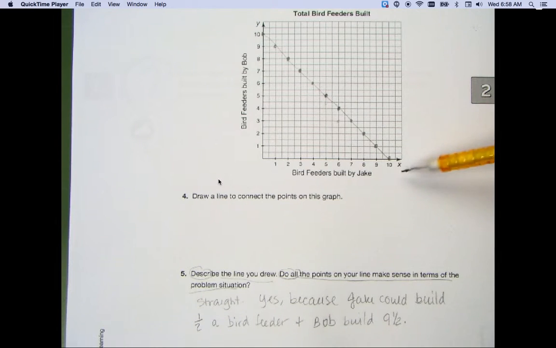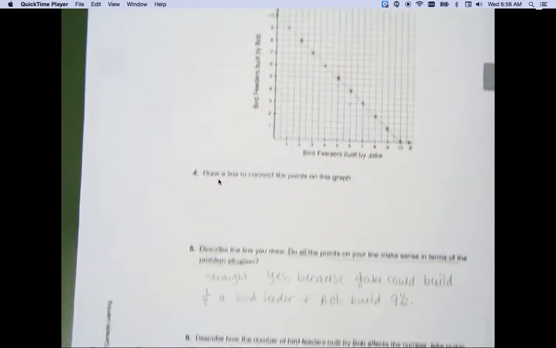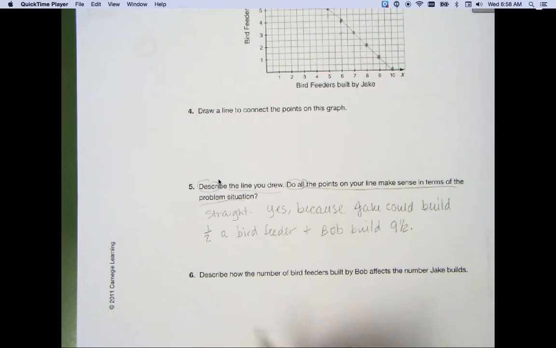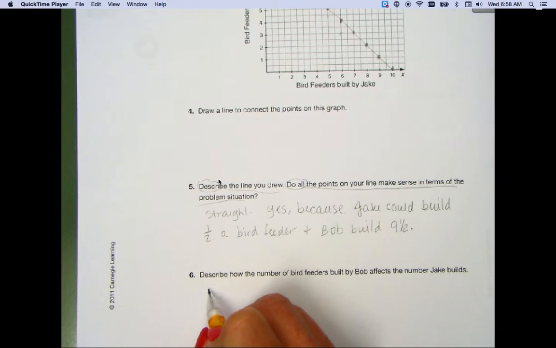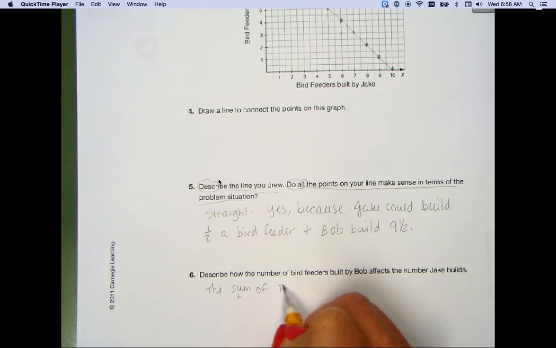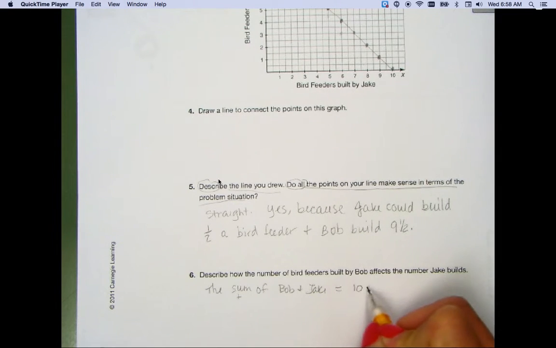Now, if this question was about the number of bird feeders sold instead of built, then it would be discrete data, and I would not connect the points because it wouldn't make sense to sell half of a bird feeder. So describe how the number of bird feeders built by Bob affect the number of bird feeders built by Jake. Well, the sum, which means addition, of Bob and Jake must equal 10.